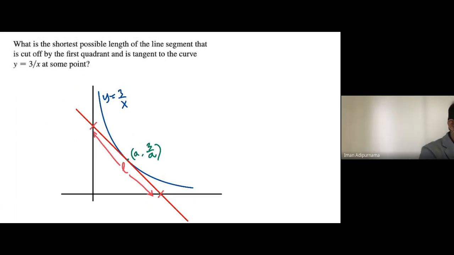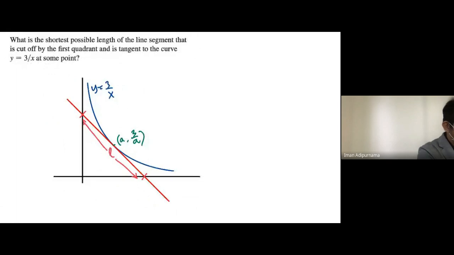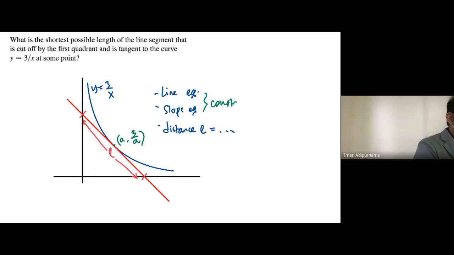Okay, so I think I can give you this for you to try. The key is to use the line equation, slope equations, and try to find the distance L. This will have a formula. So this will be a constraint. This will be your optimization. And I think you can get the answer.